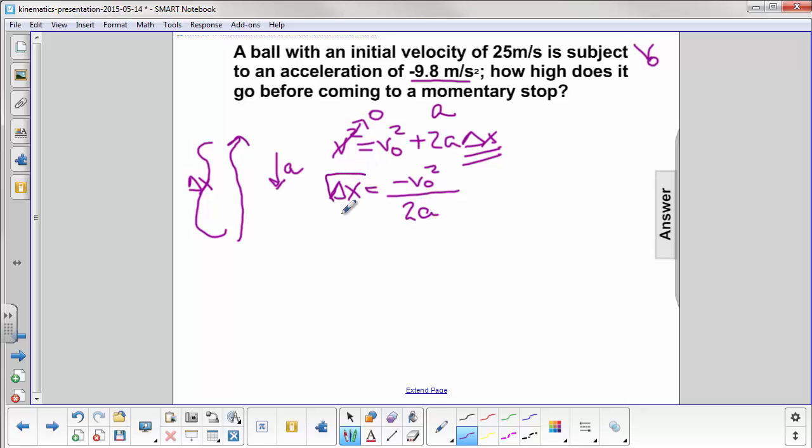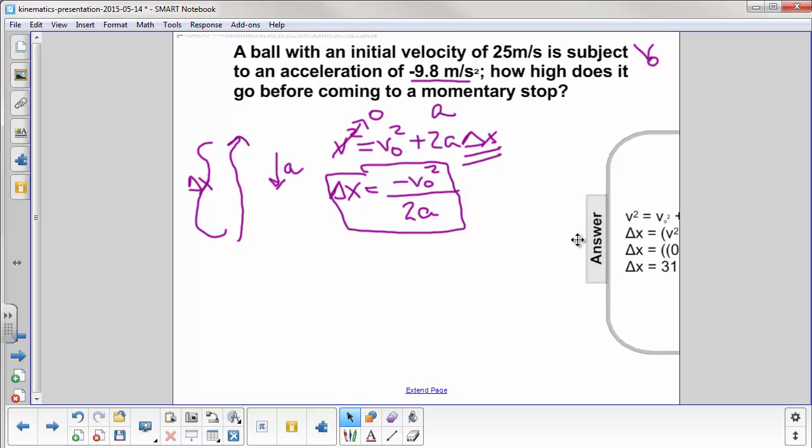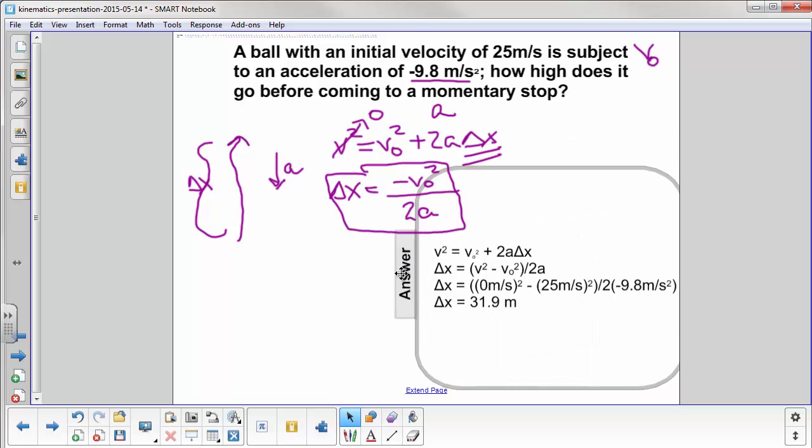Now this may concern you a little bit because this looks like we'll get a negative number, which we know isn't the case because we're throwing it up, which is a positive direction. But let's see what happens when we substitute in the numbers for the variables. Well, here we have delta x is v squared minus v0 squared divided by 2a. We already got rid of the v squared there.